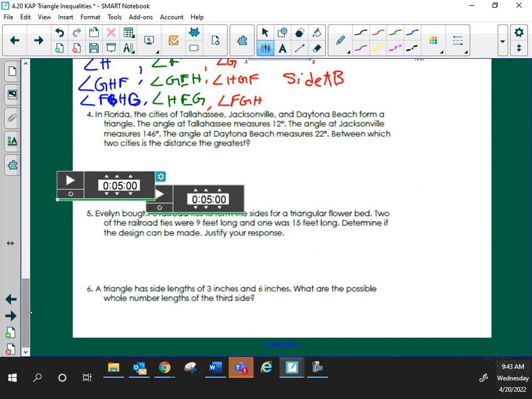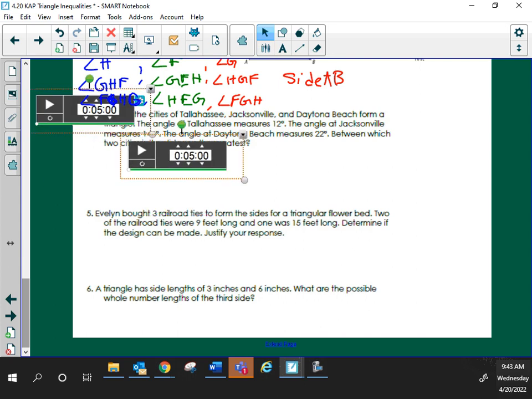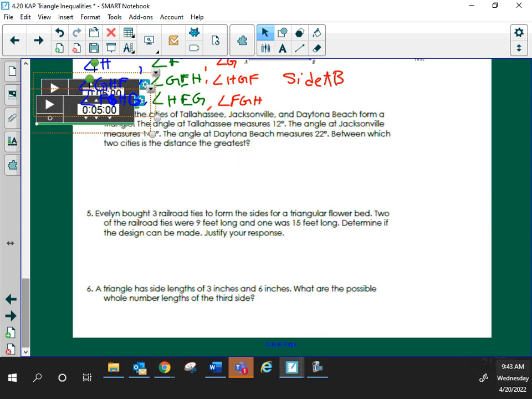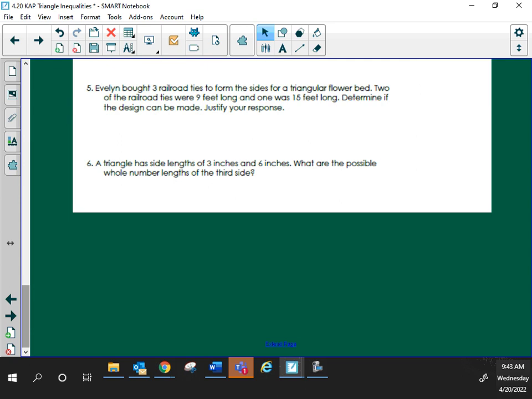All right, I want to do a few word problems with you, so you're not totally lost on the homework. I'm going to do number 6 just because I know it's a Sykes one. Number 6 says the triangle has side lengths of 3 inches and 6 inches. What are the possible whole number lengths of the third side?